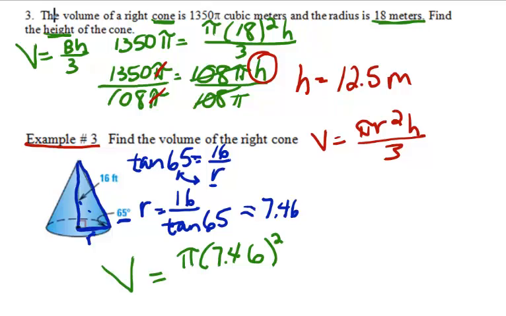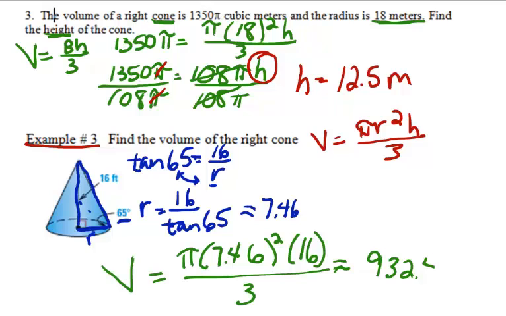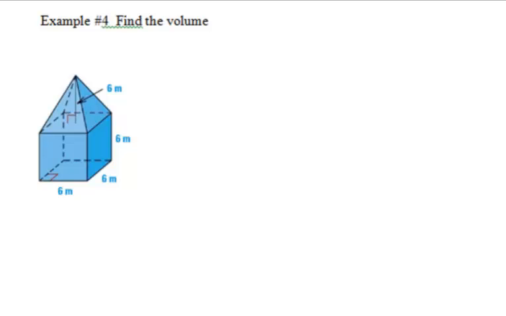times pi r squared, and then times the height, which is 16. And to that, we're going to divide by 3. All right, so we've got decimals here, and we're just going to go with decimals. So this one is 932.45 feet cubed when you put all that in your calculator.